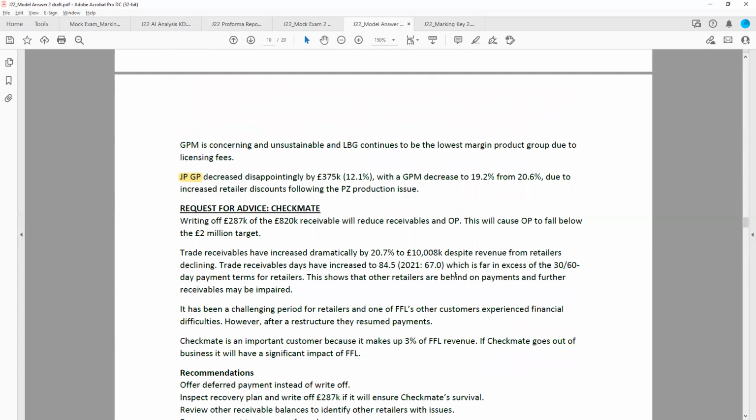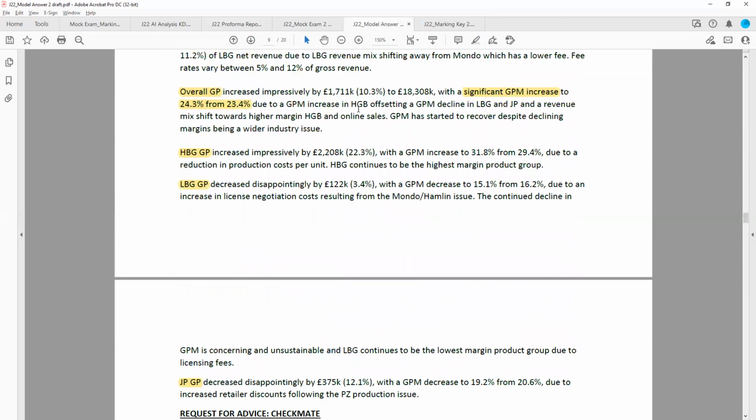So then we'd have that in our gross profit analysis. So the increase in HGB offsetting the other two, revenue mix shift towards HGB and online sales, which are of course higher margin. And then a context point. So you could mention it started to recover. We said something different, of course, in requirement 1. We said a continued decline is concerning. And we mentioned his context point of margins being like a wider industry issue.